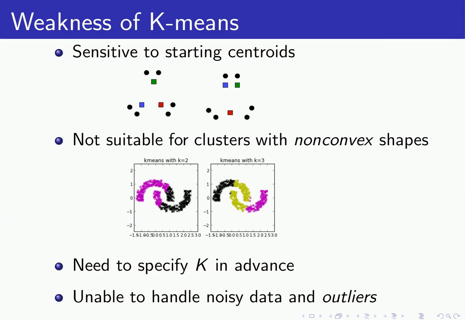K-means does have some weaknesses. It's sensitive to starting centroids, which can affect the final clustering outcome. It's not suitable for clusters with non-convex shapes, as shown in the images, where k-means struggles to separate intertwined clusters. You also need to specify k in advance, which might not always be straightforward. Additionally, k-means doesn't handle outliers well, which can skew results. These limitations suggest that while k-means is useful, it's important to consider these factors when choosing it for clustering tasks.